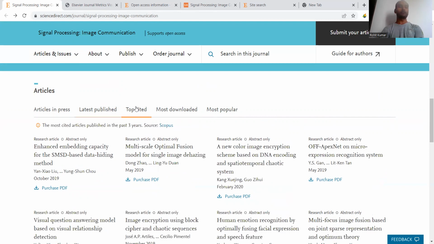Then which are the top cited papers? So here you can see that top cited papers are these ones. So in this way, you can have a basic idea that with respect to image communication, which are the topics or the domains where people are focusing more. Okay. Second thing, most downloaded.